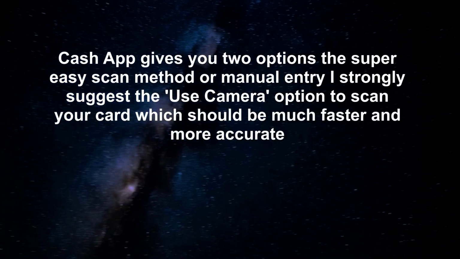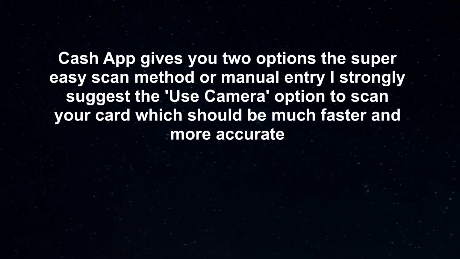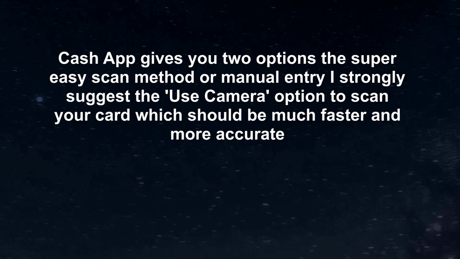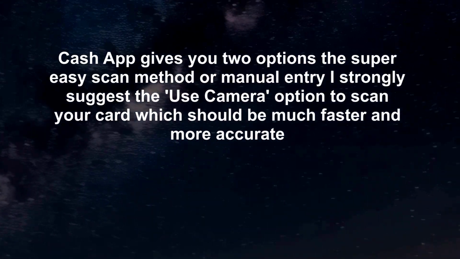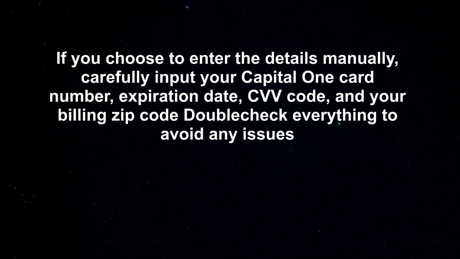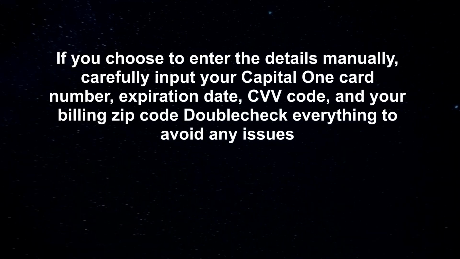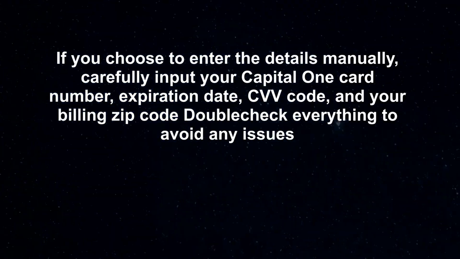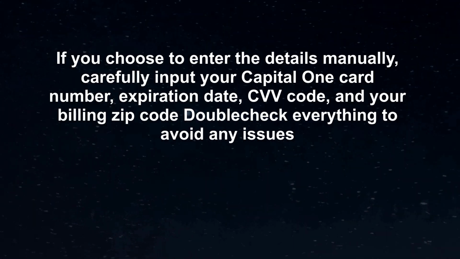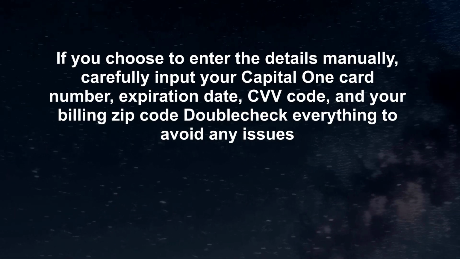Cash App gives you two options: the super easy scan method or manual entry. I strongly suggest the use camera option to scan your card, which should be much faster and more accurate. If you choose to enter the details manually, carefully input your Capital One card number, expiration date, CVV code, and your billing zip code. Double-check everything to avoid any issues.